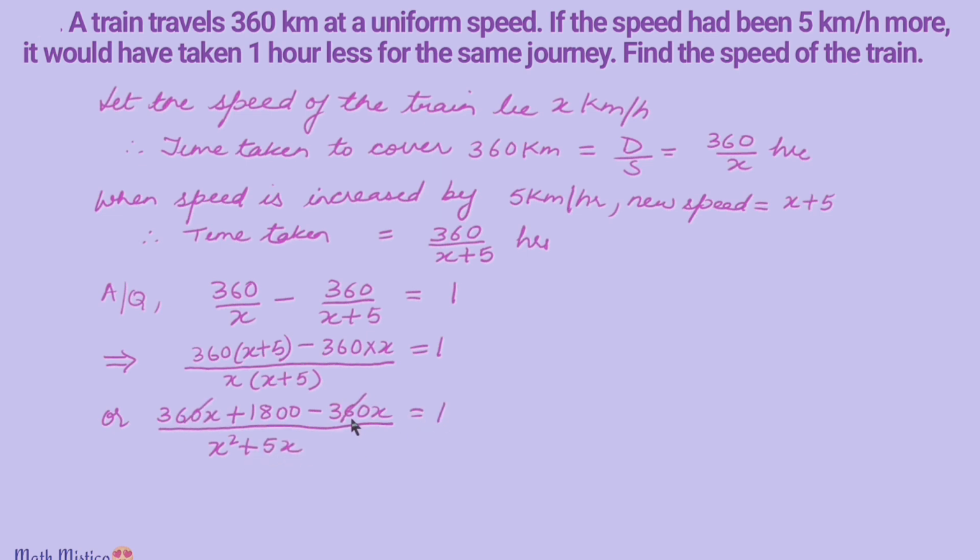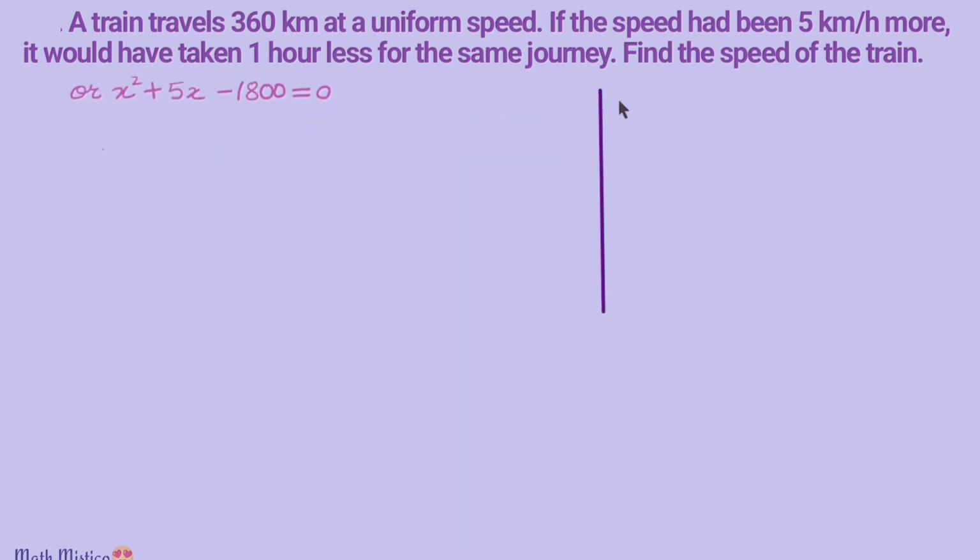360x and minus 360x cancel, and cross multiplying, 1800 is equal to x square plus 5x, or x square plus 5x minus 1800 is equal to 0, which represents the given situation. So here a plus b is equal to 5 and a into b is minus 1800. Break it into more pairs.